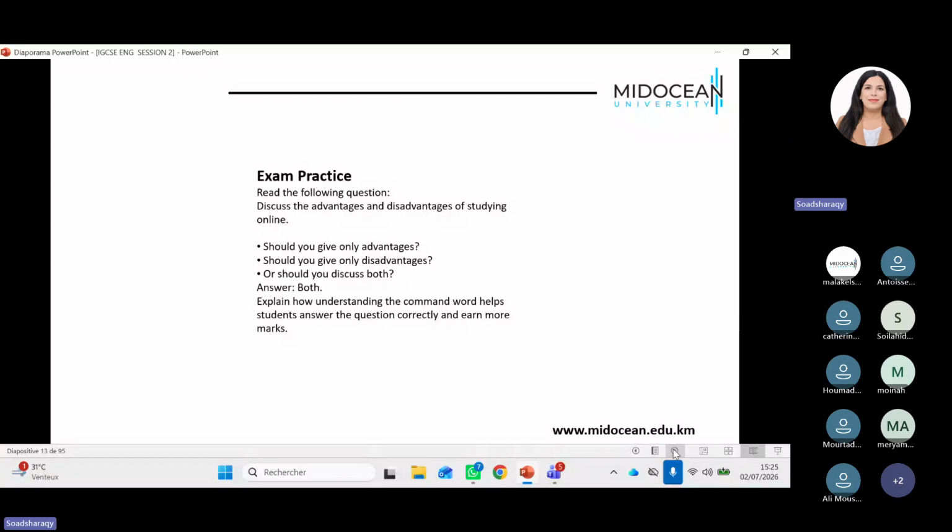Here we have another exam practice. Read the following question. Discuss the advantages and disadvantages of studying online. So here, dear participants, should you give only advantages? Should you give only disadvantages, or should you discuss both? Of course, here we should discuss both, okay? We should explain how understanding the command word helps the student answer the questions correctly and earn more marks, okay?